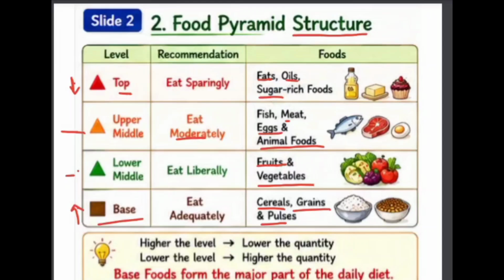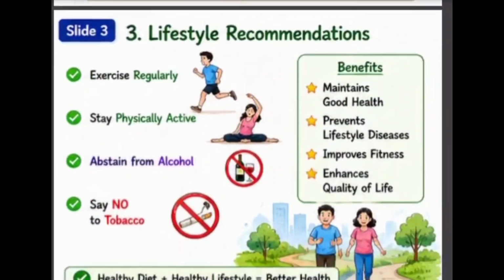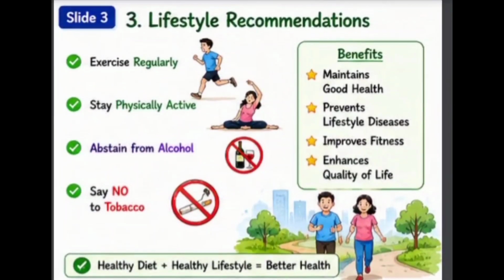This does not mean that we should completely avoid them. However, they should be consumed sparingly and in small quantities only. Regular overconsumption of these foods may increase the risk of obesity, diabetes, and heart related diseases. So, whenever you look at the food pyramid, remember that foods at the top should occupy the smallest portion of your diet. Now that we have understood the structure of food pyramid, let us discuss some important lifestyle recommendations.